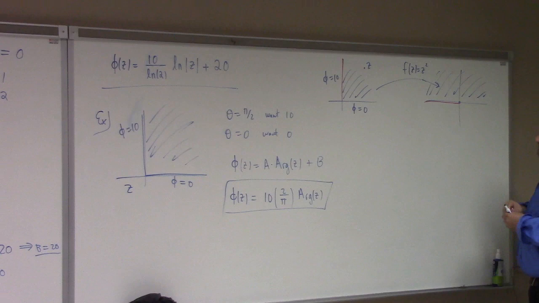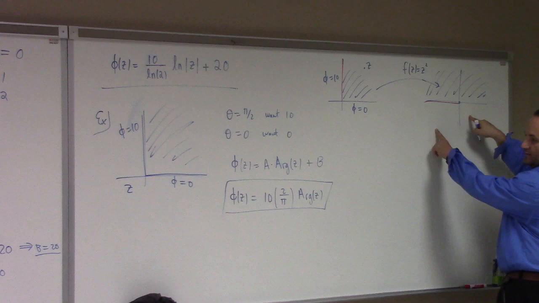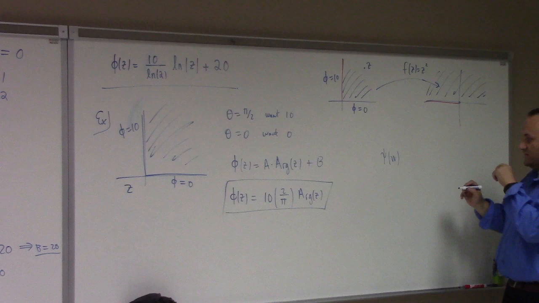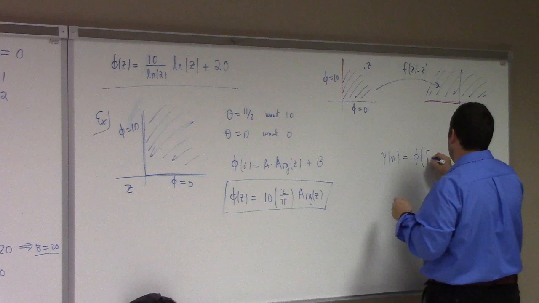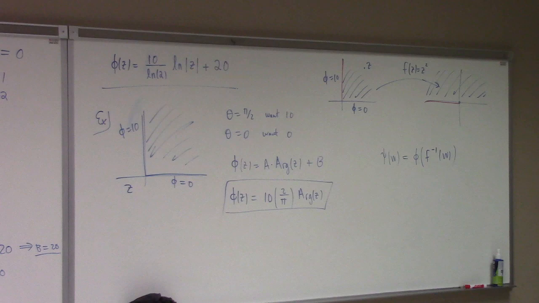So let's see here. If we want to construct psi over here, how do we do it? Psi of w built from this, we're supposed to do what? Phi of what is it? What's the rule? We do phi of f inverse of w, yeah? So what's f inverse? Yeah, square root. In fact, for there we can use the principal square root, right? I believe. Isn't that the domain of the principal square root?